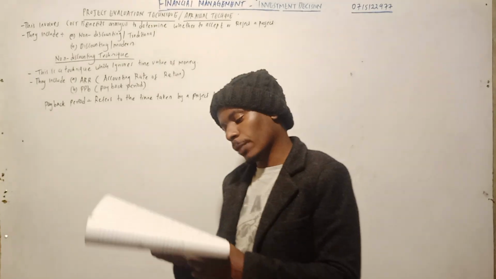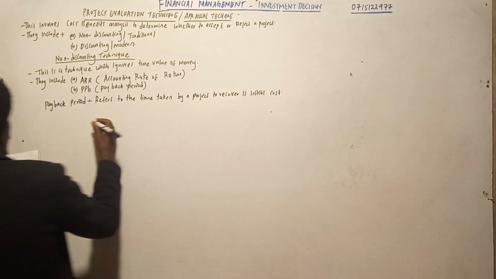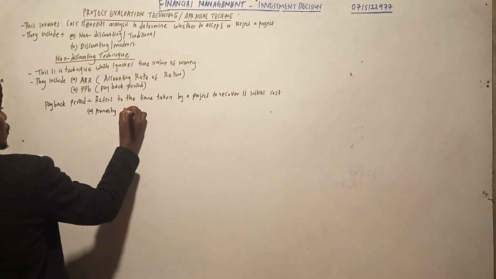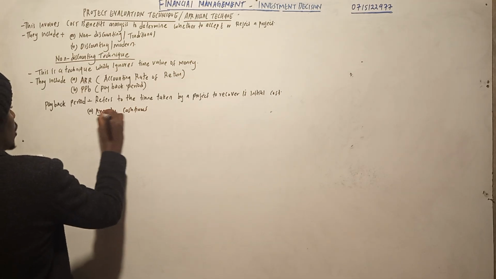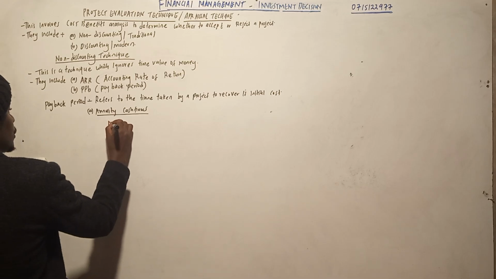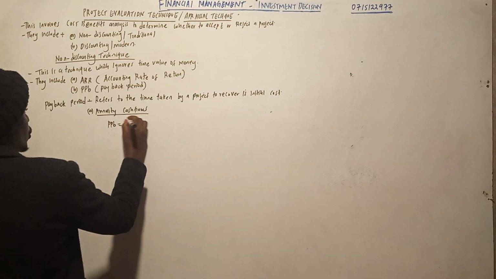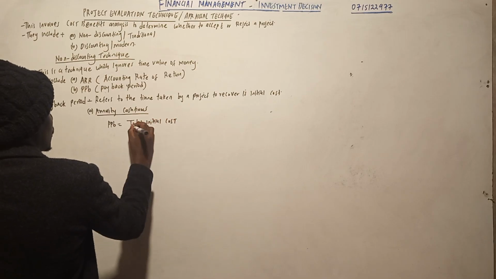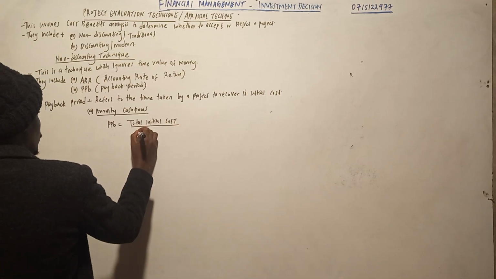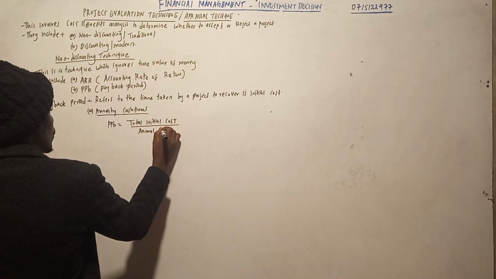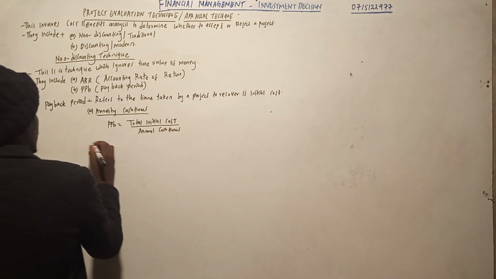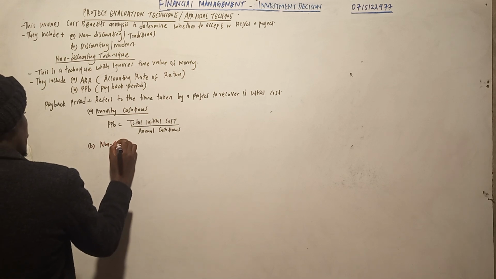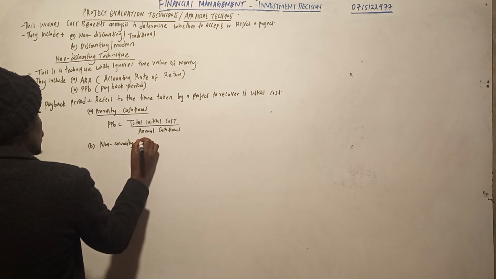In this case, we shall consider two types of cash flows. Number one, the annuity cash flow. So how do you calculate payback period? The payback period for an annuity is equal to the total initial outlay, the total initial cost, divided by the annual cash flow. Number B, non-annuity cash flows.